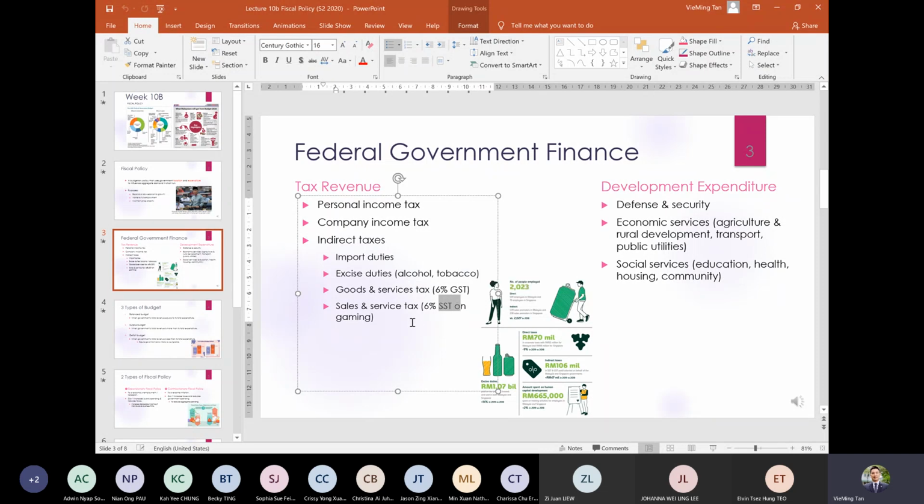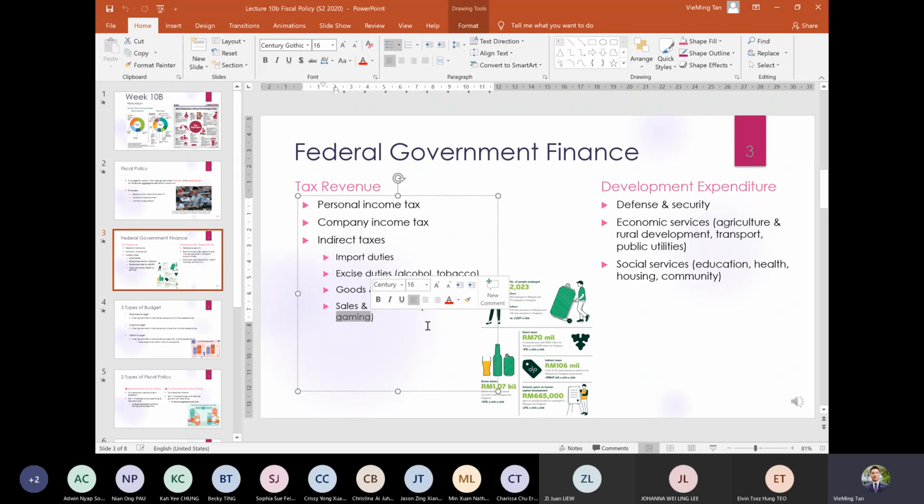SST is also called the sales and service tax. It's only charged for certain goods or services, not all of the goods. So it's called SST. For example, gambling. If you buy a lottery ticket or the 4D, the government has to charge 6% of SST.